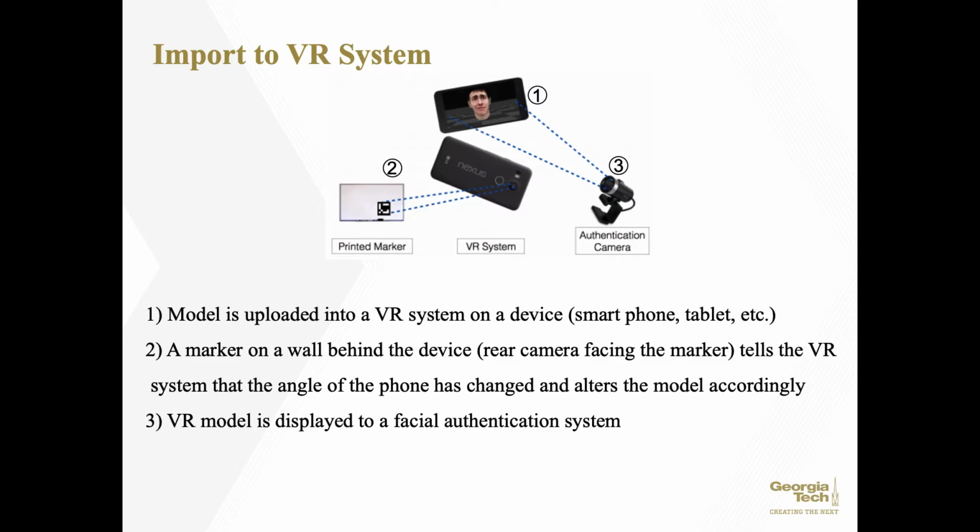The more sophisticated ways of doing this are by using the environment to actually track the angle of the phone. You could use something like the corners of a table or the corners of a portrait, but this was the quickest and easiest solution. So at this point, we have a realistic 3D textured model of the victim's face with various expressions, and have implemented it into a VR environment, which will move in a realistic fashion upon the movement of the device. All that was left was to try to use it to spoof a facial authentication system.